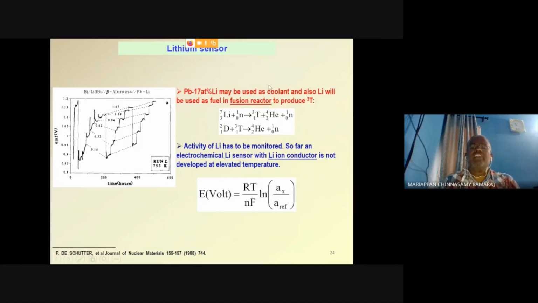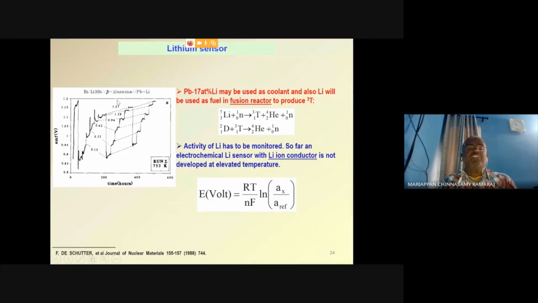And in that fusion reactor, they are using lead lithium alloy as a coolant, as well as lithium as a fuel to produce tritium, one of the hydrogen isotopes. And then this hydrogen isotope will be fused with D2. This D2 is available from seawater, you can extract it, and this will produce helium. This way the reaction will happen, and then you can get the fusion reactor, and energy can be produced. Okay, so here the lithium has to be continuously monitored.